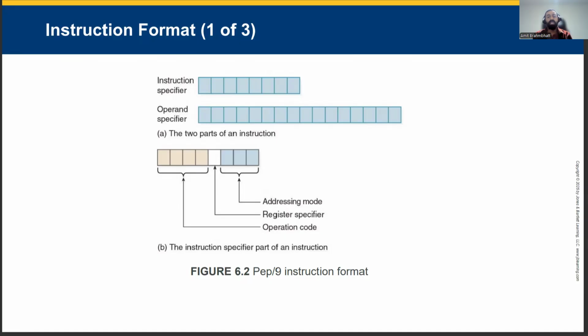Additional fields may specify the register involved or the addressing mode used. By recognizing this structure, you gain insight into how the machine decodes and executes commands step by step. This layout becomes the foundation for both machine language programming and understanding how assembly language translates into binary.